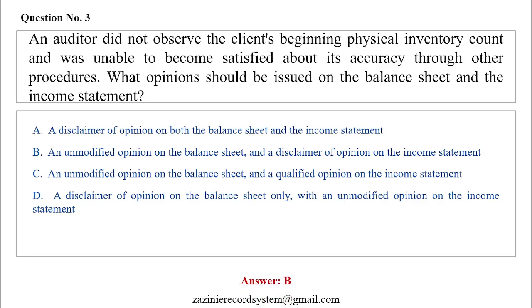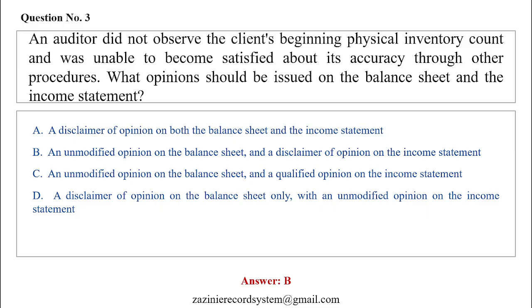Explanation. Letter B is correct because the missing evidence about the beginning inventory does not affect the year-end balance sheet, so an unmodified opinion is possible there. But without knowing the beginning inventory, the auditor cannot verify cost of goods sold, which is an income statement figure, so a disclaimer is needed on the income statement instead.